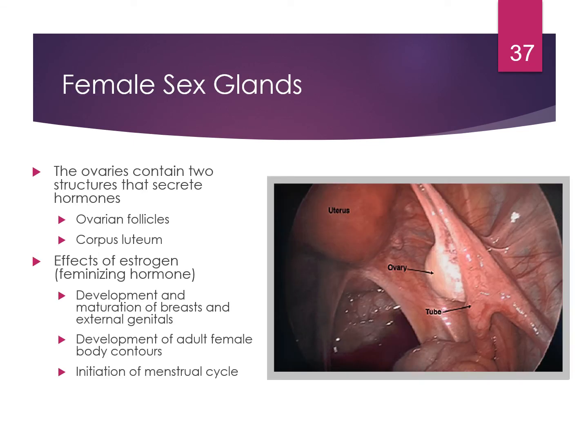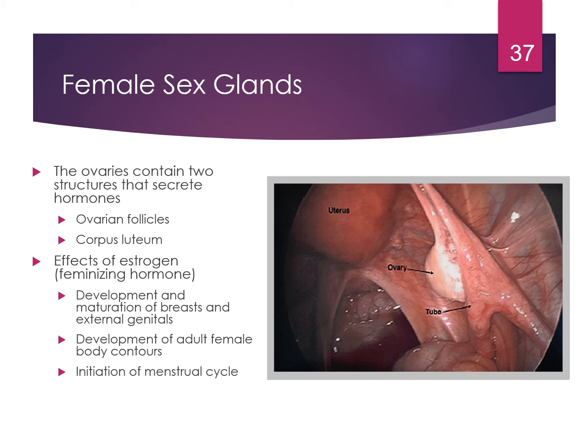So now we're going to talk about the female and male sex glands, and we'll talk about them in a lot more detail coming up when we talk about reproduction and then also the urinary system. So stay tuned, those are very fun lectures. For now, we're just going to talk about how the ovaries contain two structures that secrete hormones.